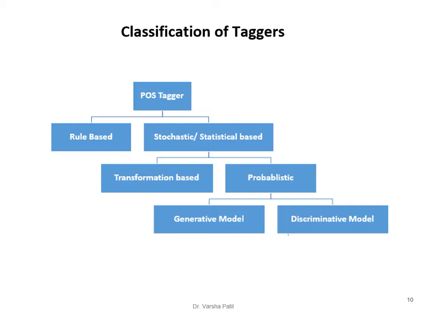To automate this process, that is, to assign the part of speech tag for each word, a variety of taggers are there. This is the classification of taggers, that is, part of speech taggers. Two types are there: rule based and stochastic or statistical based. Stochastic and statistical are based on probabilities. Under stochastic, again two types are there: transformation based and probabilistic, and under probabilistic, again generative model and discriminative model. So this is all about the classification of taggers, and we will see all these types of taggers one by one.